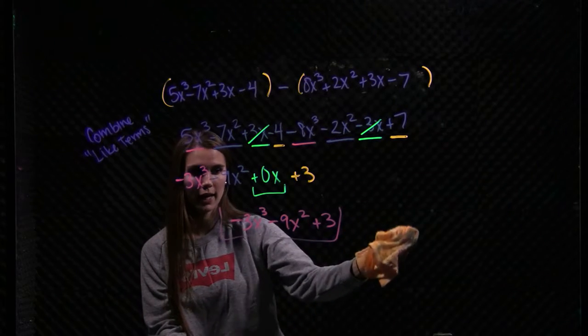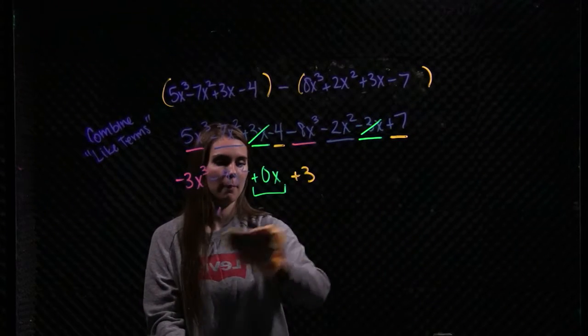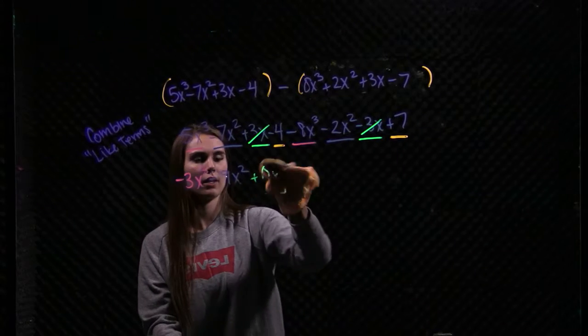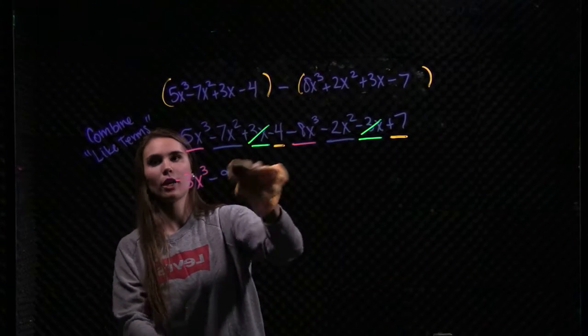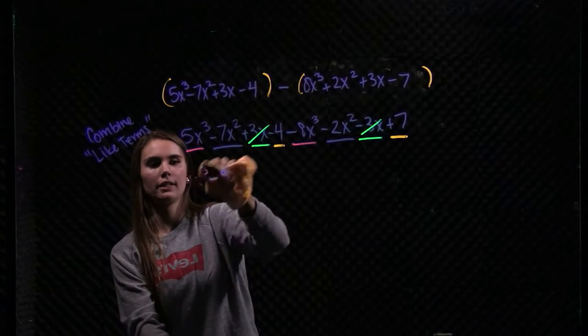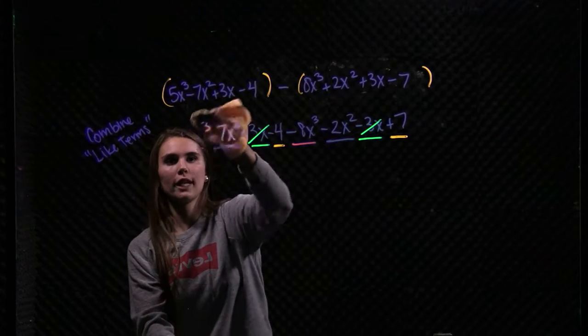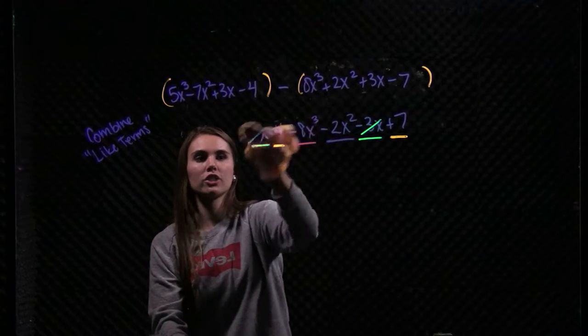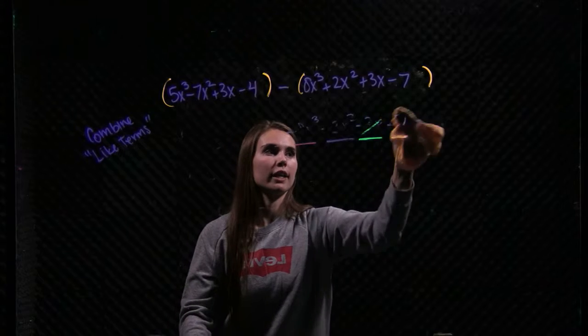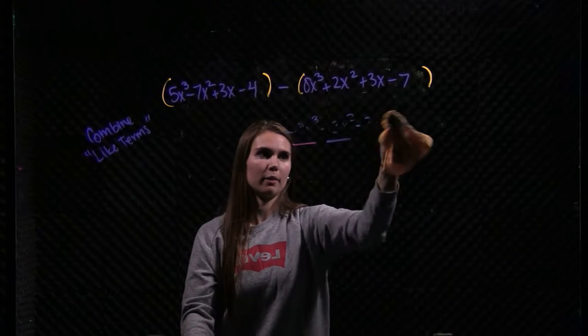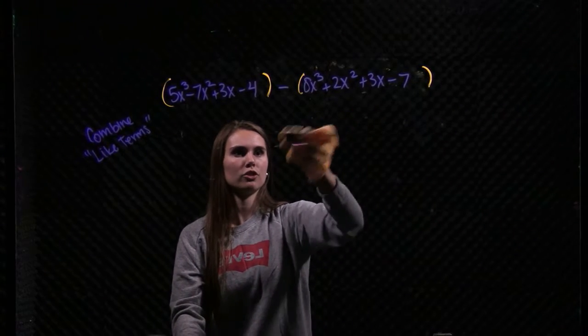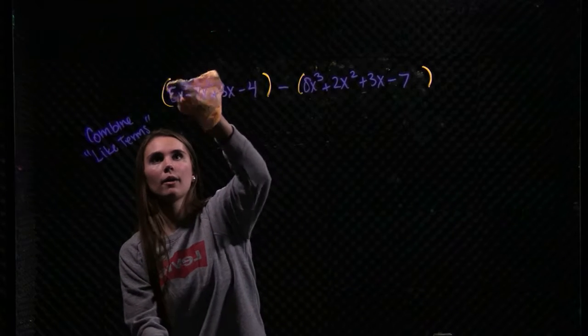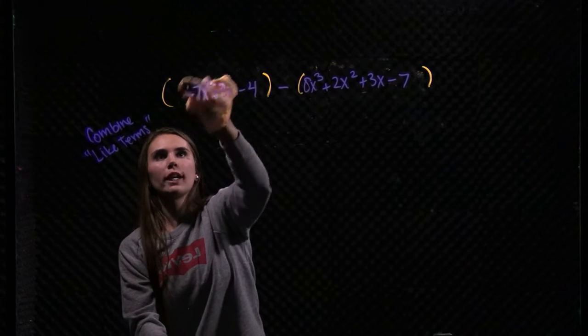So that's how we subtract our polynomials. And we're still combining like terms just like we did in addition, but this time you just have to be more careful about your subtraction sign and making sure that you're distributing it to all of the terms in the second polynomial. So now let's try a multiplication problem.